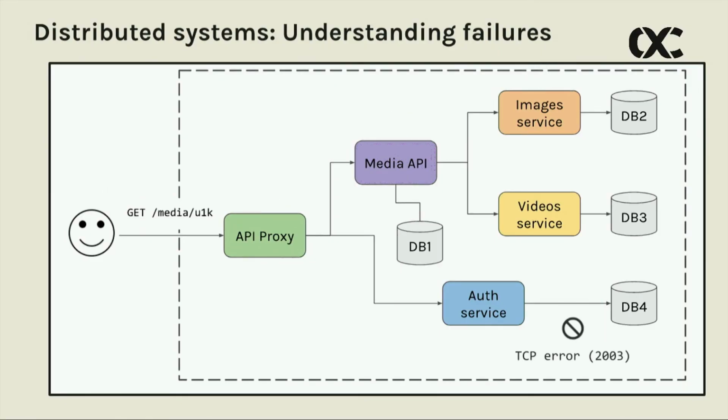But let's go further. Let's say there is an error in the auth service. And this error is causing the auth service to not be able to connect to the persistence. Let's say it's MySQL, and that service receives a TCP 2003, cannot connect to the server error. That error will be propagated to the API proxy as a 500 error, internal server error. And that will be propagated to the user as a 500 error. Again, how can you solve something if you don't understand how your components work together, right?